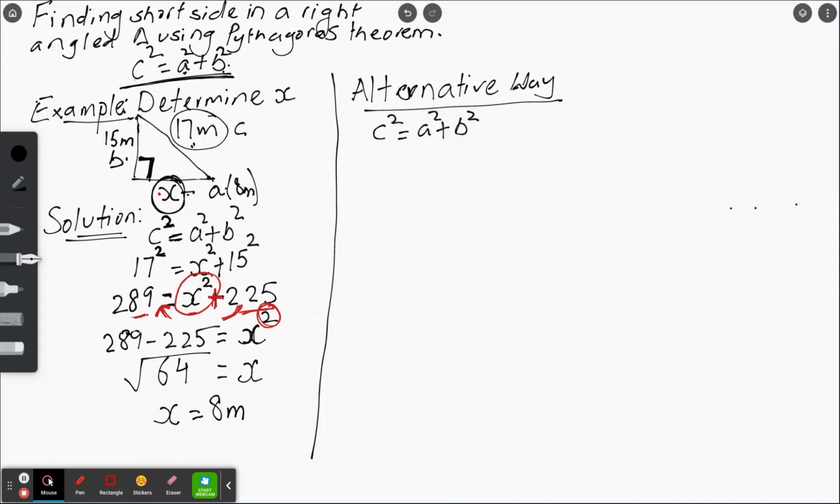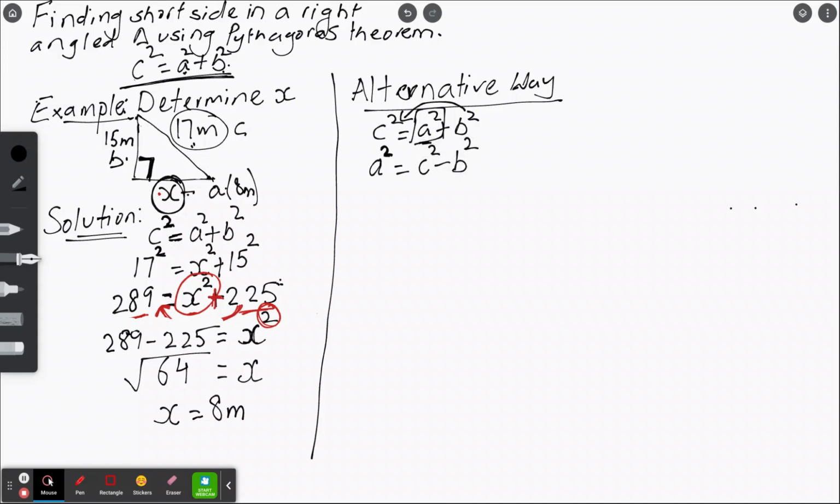So what you can do, let's just say I'm trying to find out a square. So you can just go a square equals, move your b square to the other side, because again the purpose is to get a square by itself. Because if I want to find out a square, that means I have to get it by itself as I did here. Okay, so you're going to go c square, take away b square.